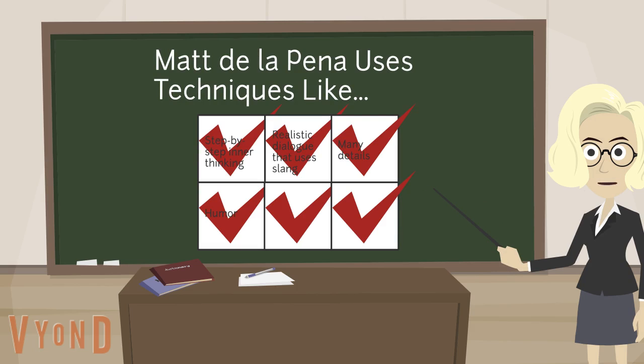Readers, why don't you give this a try? Let's take this next item on my chart, many details. We can look back at the same text excerpt. Matt de la Peña definitely uses a lot of details, but so do most authors. So help me out here. How can we revise that technique description to capture what Matt does with details? What's so special about the details he uses?